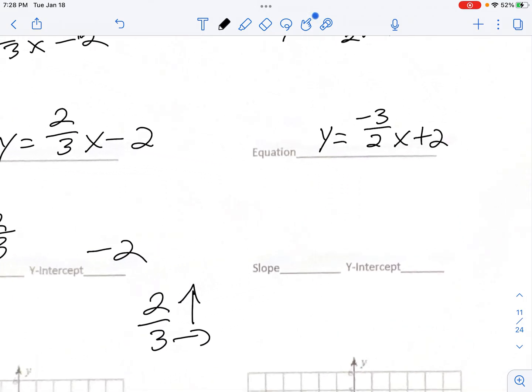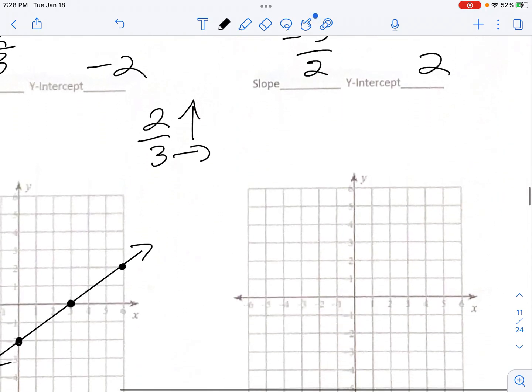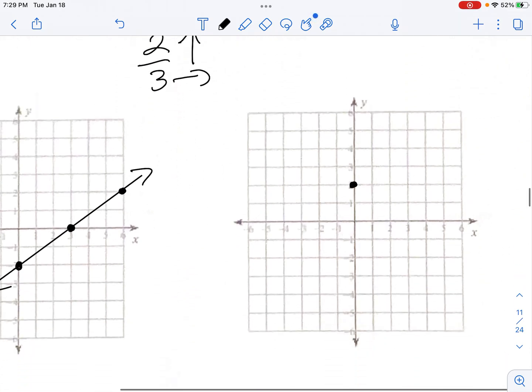My slope is negative 3 over 2. My y-intercept is positive 2. Now all we have to do is plot the y-intercept, which is 2, and 2 other points using the slope. So go down 3 and right 2. And then one more time, down 3, right 2. Now that we've got 3 dots, now we can draw our line.